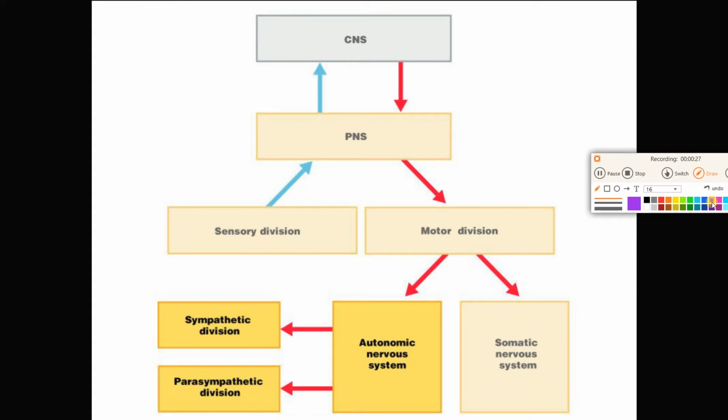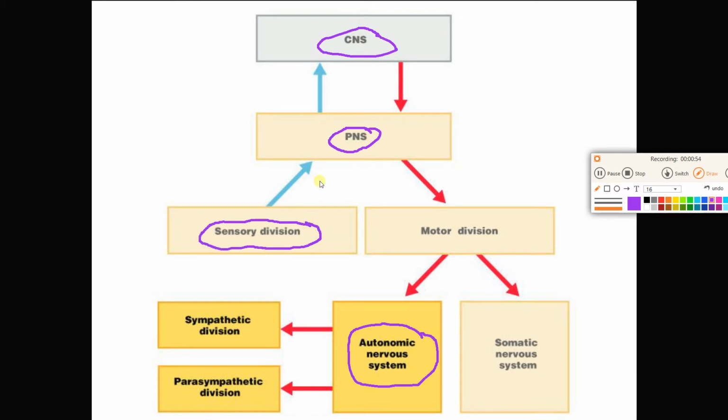There it is on our little flow chart. It's right there. Let's remember that we start with the CNS. That's your brain and spinal cord. Everything outside your CNS, or central nervous system, is your PNS, your peripheral nervous system. So that's all your nerves, cranial nerves and spinal nerves. Then we separated that into an afferent sensory division, sending sensory info in, and an efferent motor division, sending commands out. Then our motor division had two separate parts.